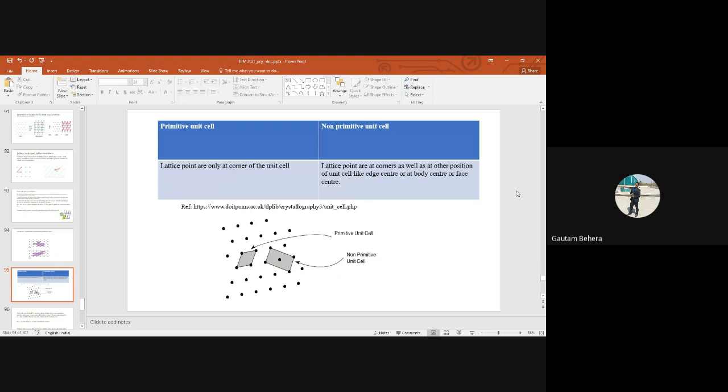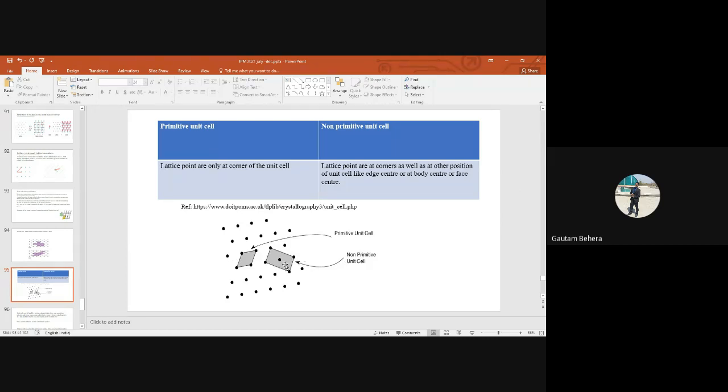Now unit cell types. We have 2 types of unit cell, primitive unit cell and non-primitive unit cell. So what is a primitive unit cell? See, these points are nothing but the lattice. Here it is a 2D lattice, you can say, two-dimensional arrangement of points in space. So now this shaded portion and this shaded portion. This shaded portion is the primitive unit cell, and this one is a non-primitive unit cell.